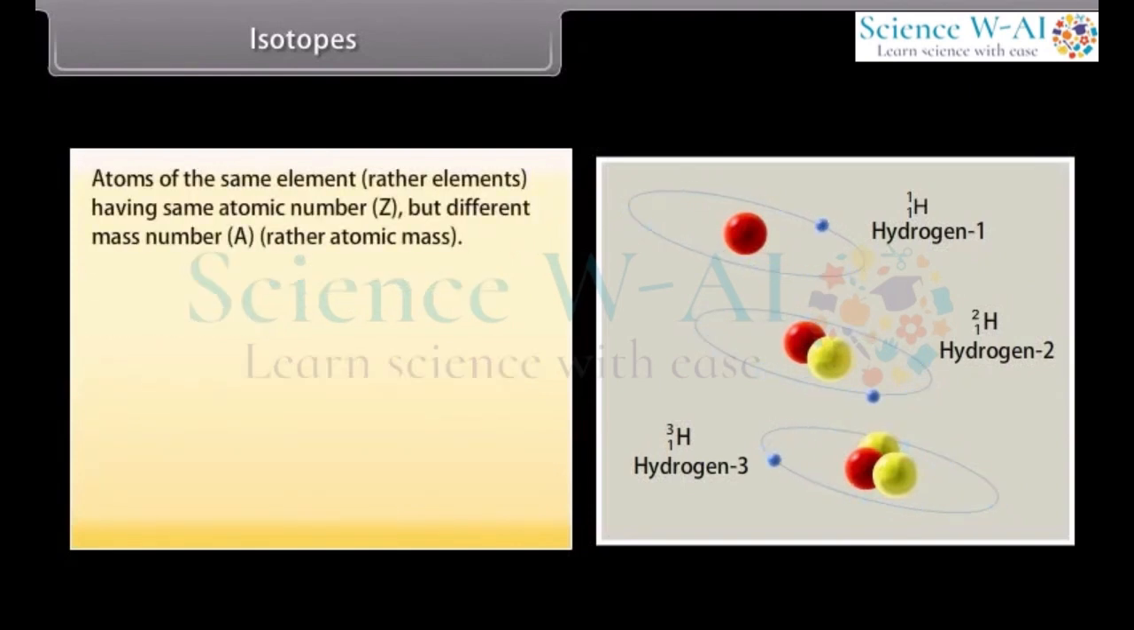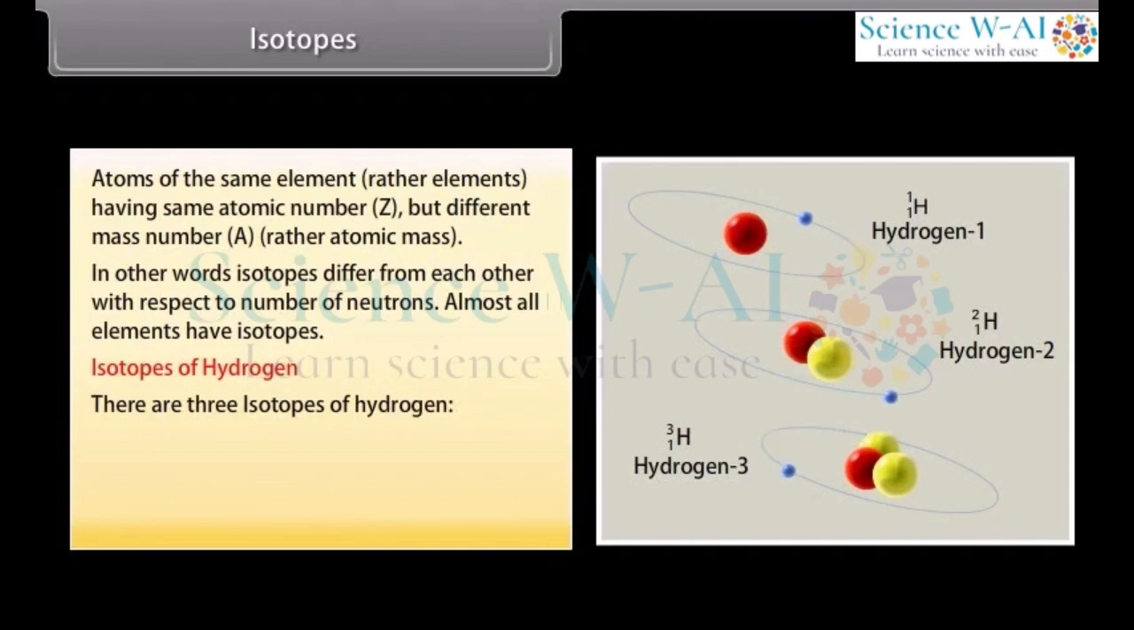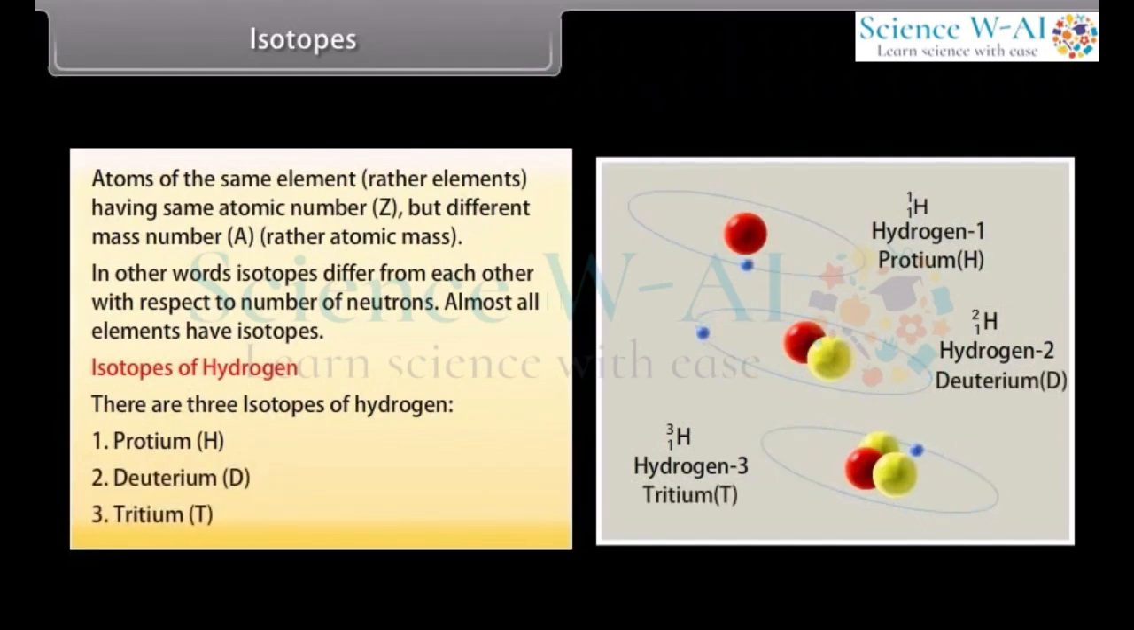Isotopes are atoms of the same element, or rather elements having the same atomic number, Z, but different mass number, A, or rather atomic mass. In other words, isotopes differ from each other with respect to the number of neutrons. Almost all elements have isotopes. Isotopes of hydrogen. There are 3 isotopes of hydrogen: 1. Protium. 2. Deuterium. 3. Tritium.